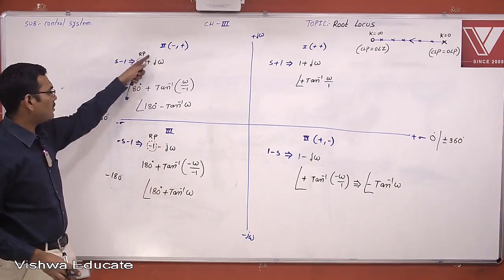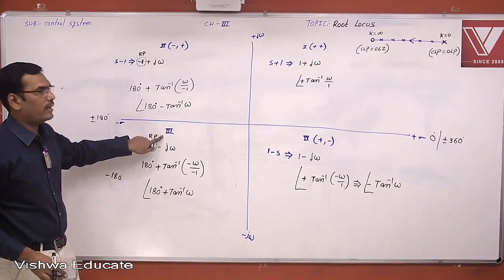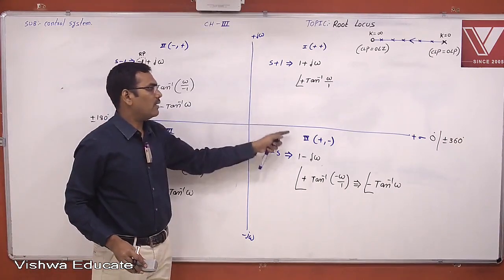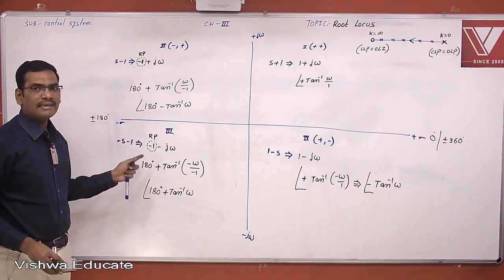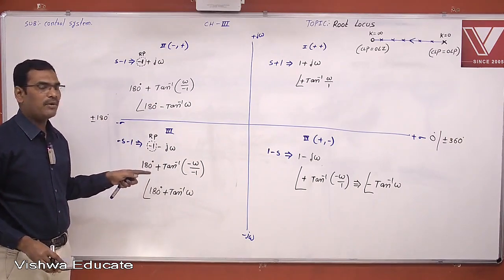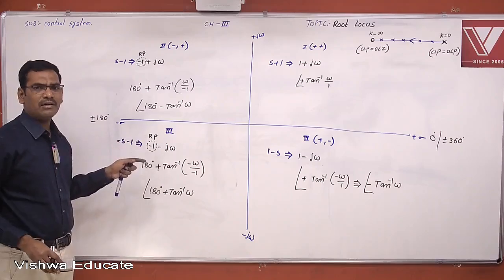Now this is the second quadrant and this is the third quadrant. And this is the first quadrant and this is the fourth quadrant. Now see here, these are the phase angle calculations, which are very important. But don't try to remember second quadrant, third quadrant, all these things.